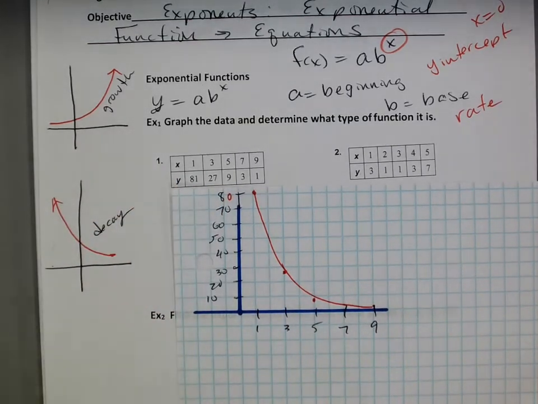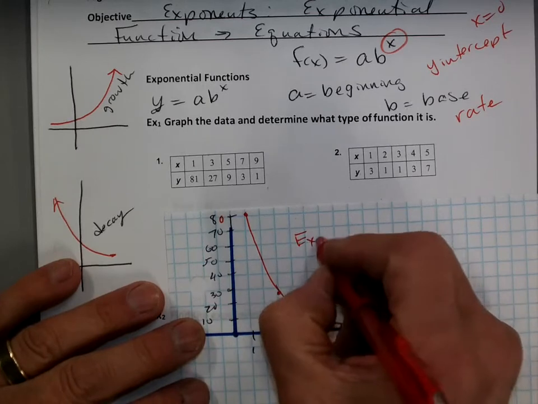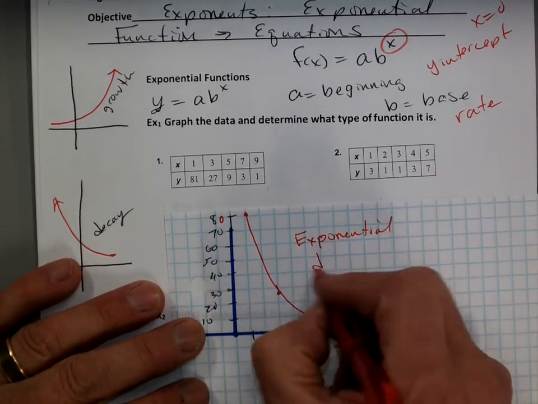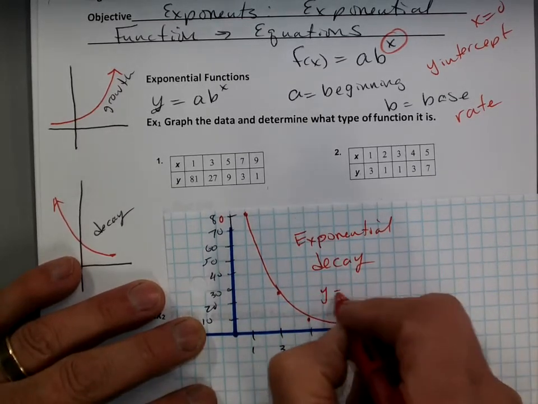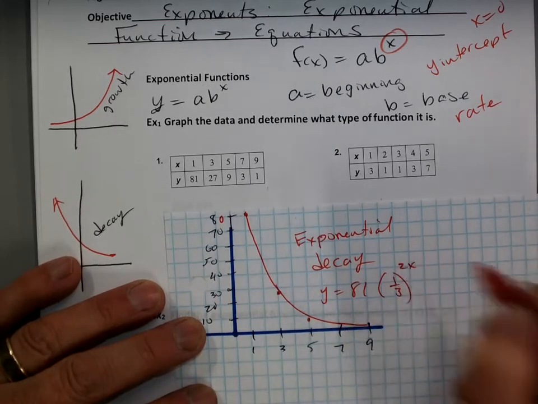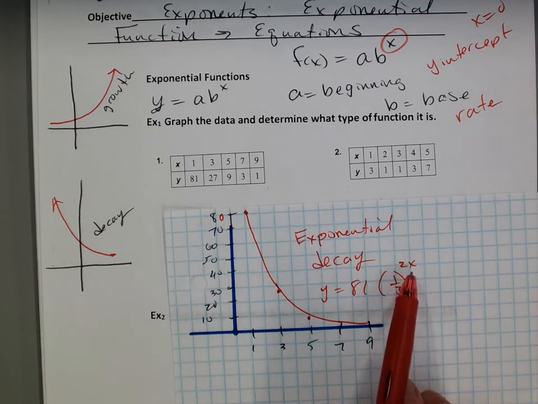So we could determine what type of function it is. Definitely exponential decay. Probably y equals 81 to the 1/3 to the 2x. That's my guess what the equation is, but we don't have to come up with the equation yet. Plug in 1, plug in 2, plug in 3, okay?